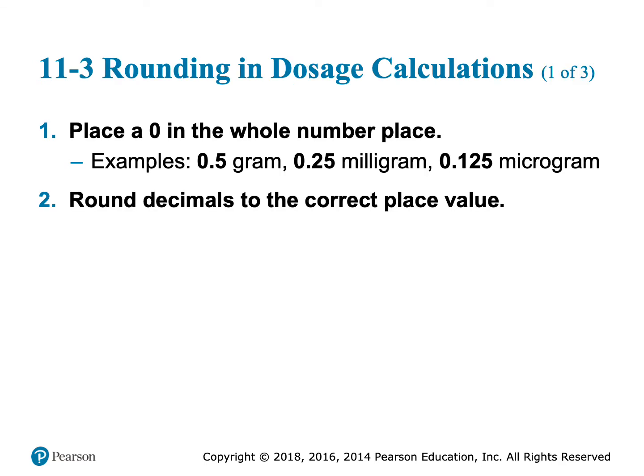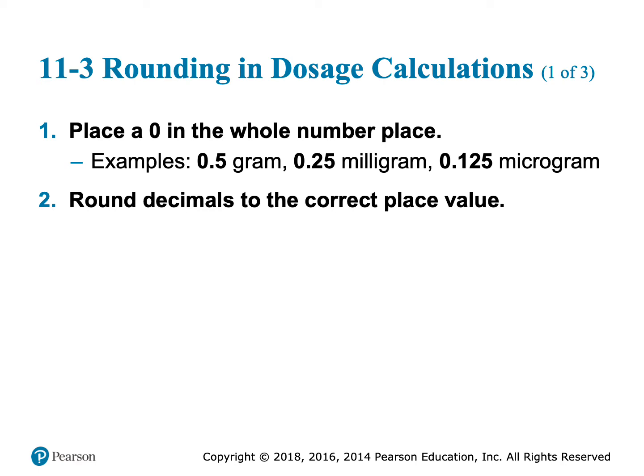So the metric system is used to measure liquids, weights, and medicine. We know that, right? Rounding is used to ensure proper dosing. To assist in this process, let's look at some guidelines that we should follow. The first one is any decimal number that stands alone without the whole number must have a 0 placed in the whole number place. We've been talking about this since the beginning.